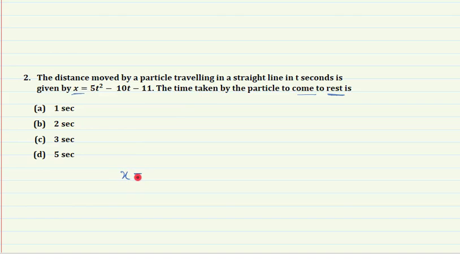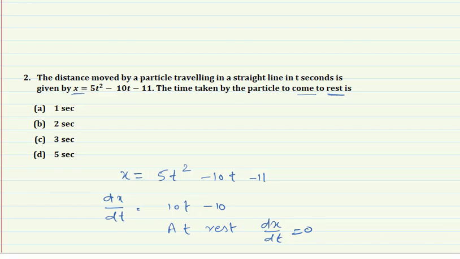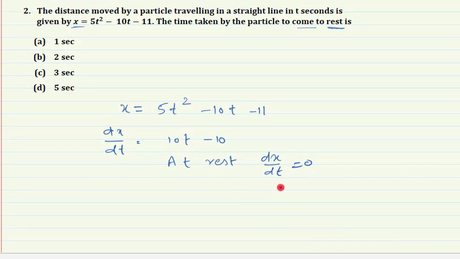So here x is equal to 5t square minus 10t minus 11. You know very well that dx upon dt is equal to 10t minus 10. When particle is at rest, so at rest what happened? Dx upon dt is equal to 0, because dx upon dt is nothing but the velocity. So we are getting 0 is equal to 10t minus 10. So from here you are getting t is equal to 1 second. So clearly A is the correct option.